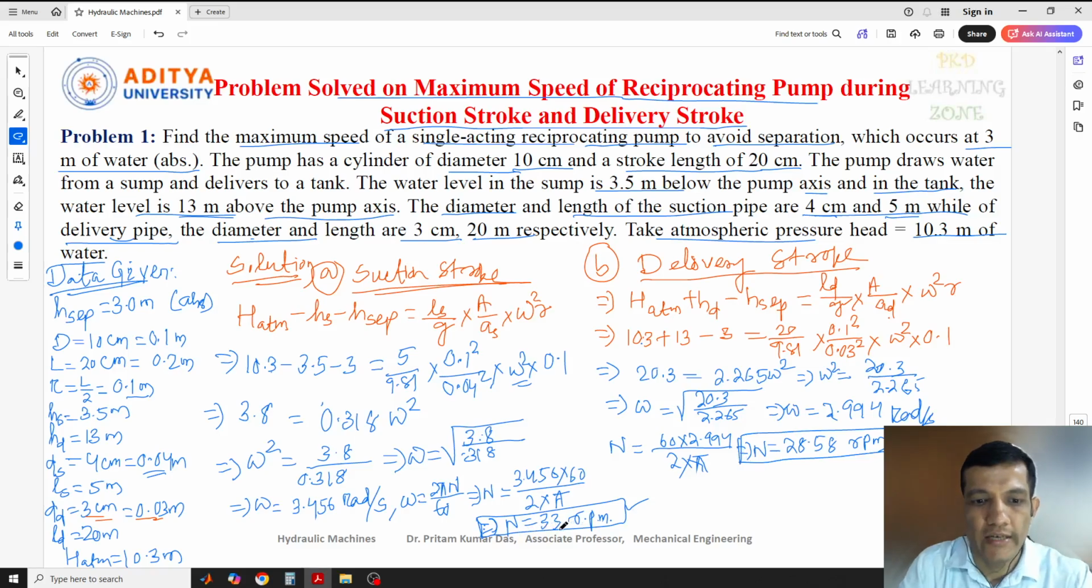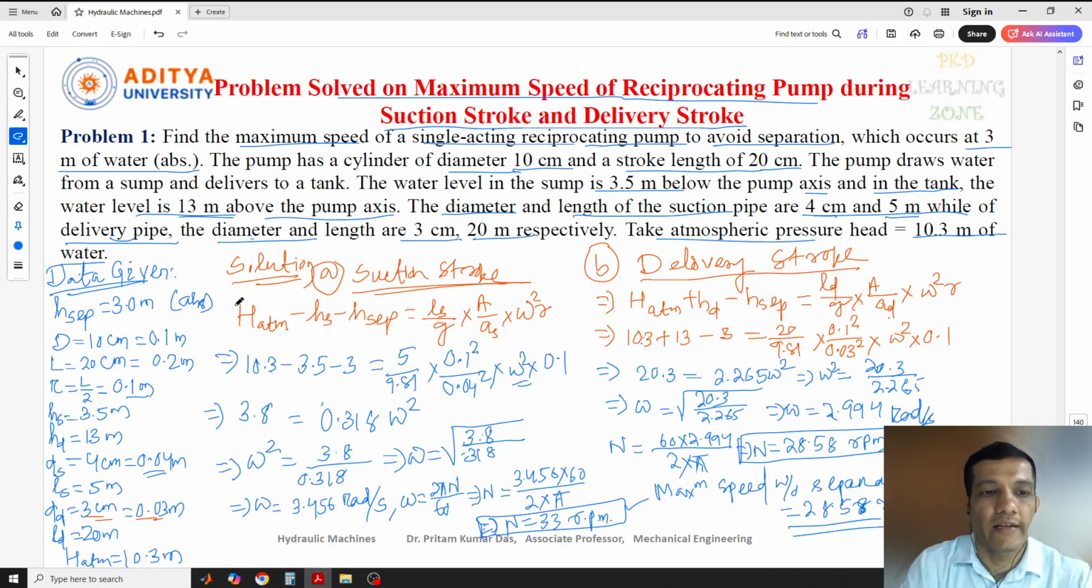So the first rpm, which one? 33 rpm we got. Now which is the minimum of the two? In a single pump, two speeds are there. This is for the suction stroke speed, this is for the delivery stroke speed. So which value is the minimum of these two different speeds? That is the maximum speed of the pump to be considered without separation. So now you can write the final answer: maximum speed without separation equal to 28.58 rpm. This is our answer.